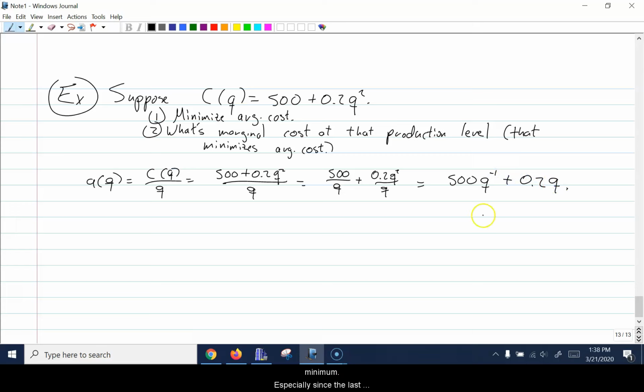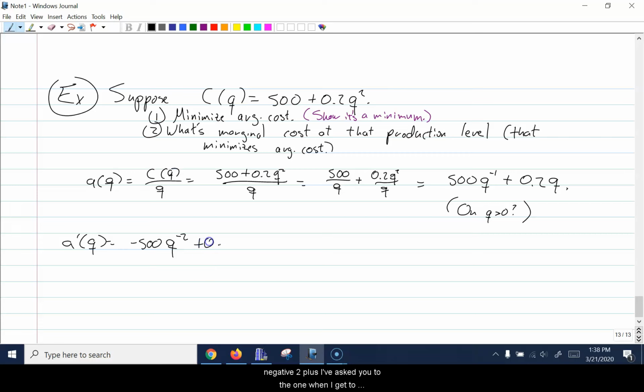What's my domain? I guess my domain is Q bigger than 0. Let's minimize it. Let's take the derivative. The derivative of that is negative 500 Q to the negative 2. I guess I didn't say it this time, but I would have said show it's a minimum. Especially since the last example didn't have a minimum. There's weird things that can happen in this version of the problem, so we're actually going to do something to figure out how I know it's a minimum. Usually the second derivative is the best way to do that.